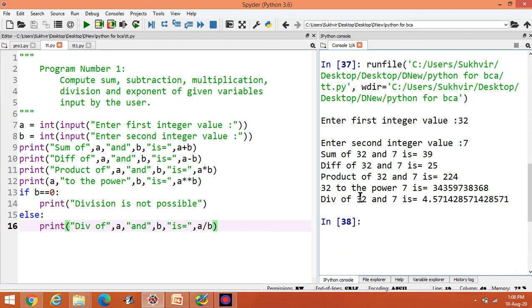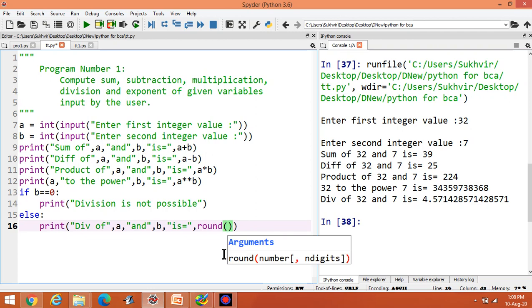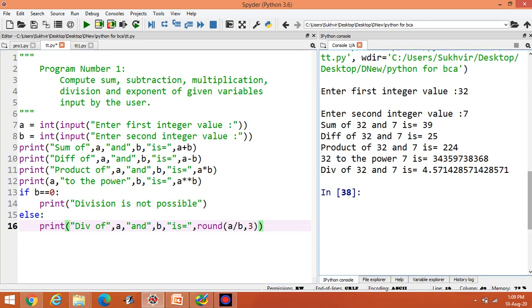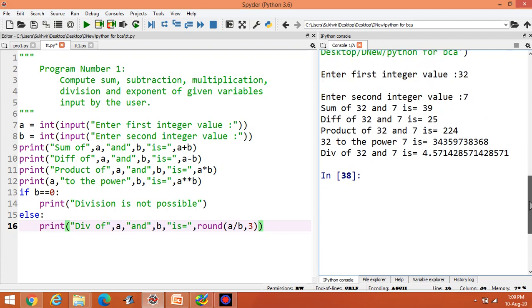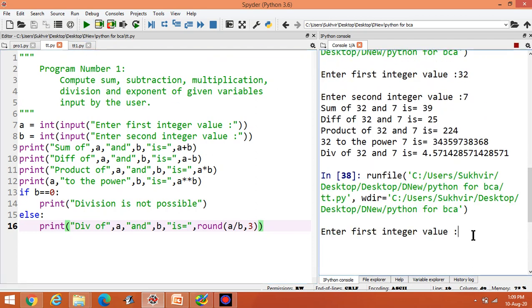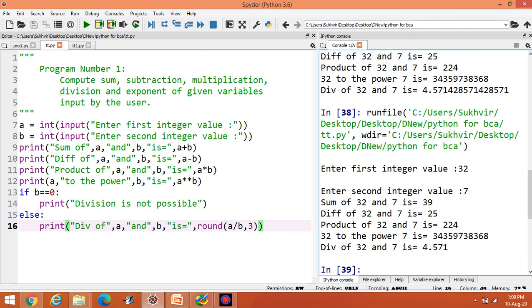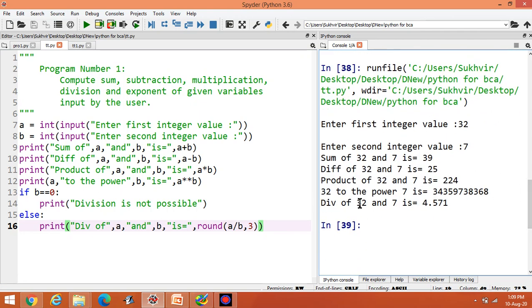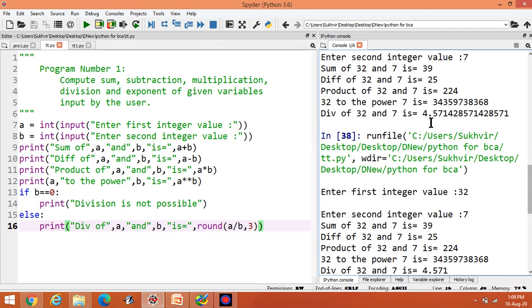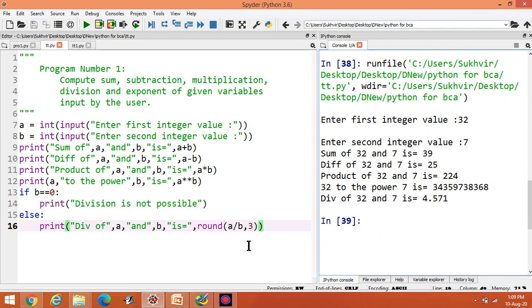Look at the output. Division of 32 and 7 is 4.5 and so on. Suppose I write here round a divided by b, comma 2. It means I can print the data up to 2 places of decimal, or up to 3 places of decimal, or up to 4 places of decimal. Suppose I repeat the execution of this program with the same numbers, 32 and 7. Now look at the last output. Division of 32 and 7 is 4.571. In the previous output, it was like this. It means you can print the data up to the desired number of decimals using round.